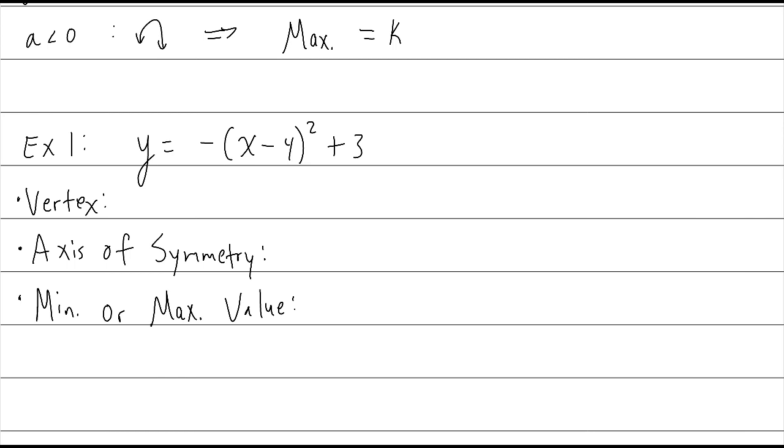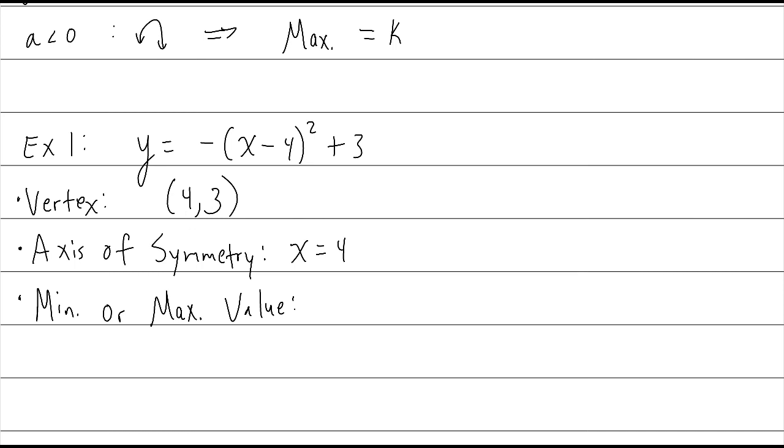All right, so the vertex, easy to identify. I look at these two right here. I take the opposite of what I see right here. That's a negative 4, so I'm going to write a positive 4, and a positive 3. Of course, k just stays like it is. So (4, 3). The axis of symmetry that cuts straight through is x equals 4. Again, x equals h.